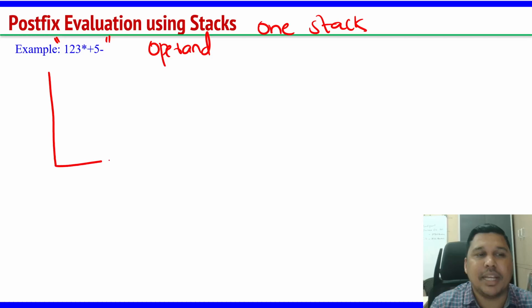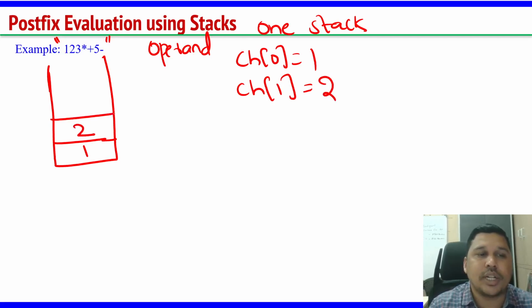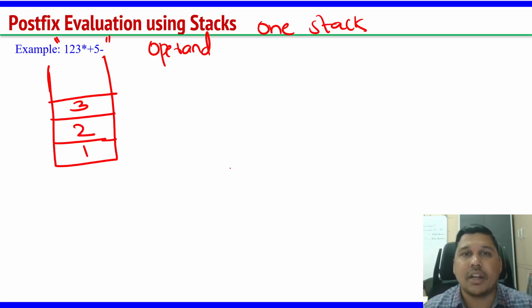So I will have a stack with me here. I will insert the 1 into the stack. What I got here, first character ch of 0, is 1. Then I will go to the next character ch of 1. What I got here is value 2. So insert that 2 also into the stack. Whenever you encounter an operand, keep inserting it onto the stack. Then came 3, I will insert 3 here. Now after 3, the next character is multiplication. So the first if condition is that whenever there is an operand, push it onto the stack.